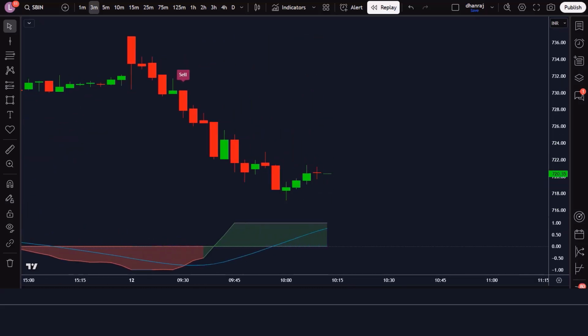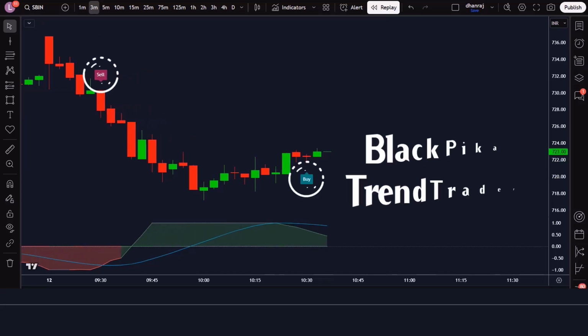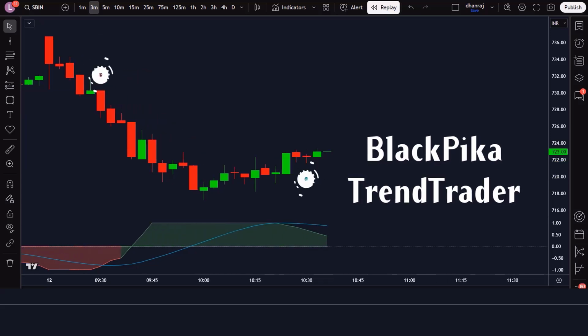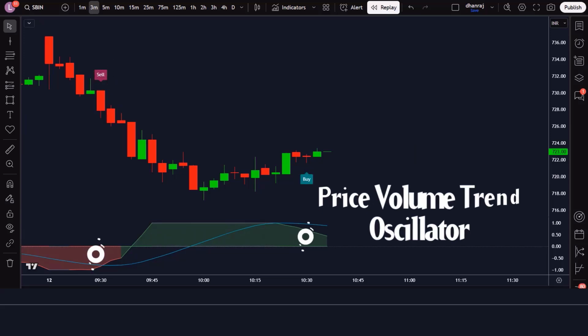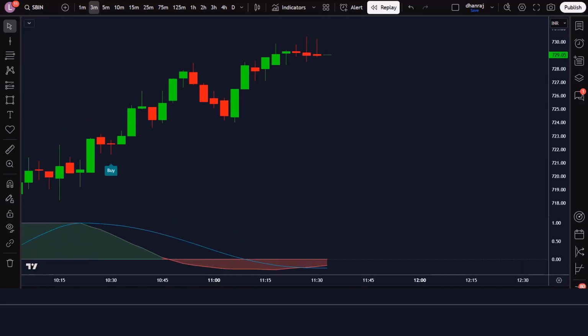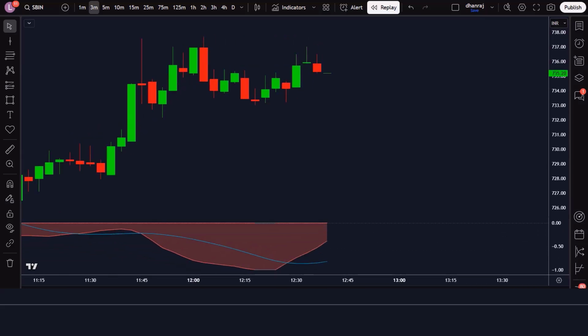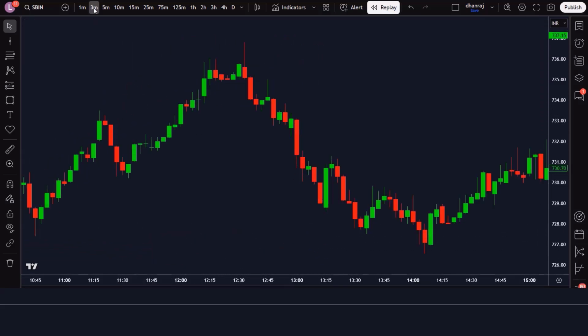First of all, let us know about trading tools. The buy and sell arrow indicator we see in the chart is called the Black Trend Trader Indicator. The green and red area indicator we see in the chart is called the Price Volume Trend Oscillator Indicator. Now we tell you how we want to trade. Let's start the video. We open the SBN 3-minute chart. This strategy works well on the 3-minute time frame, as this strategy is unique as no one has ever told you about it before. Let us now understand the trading setup.